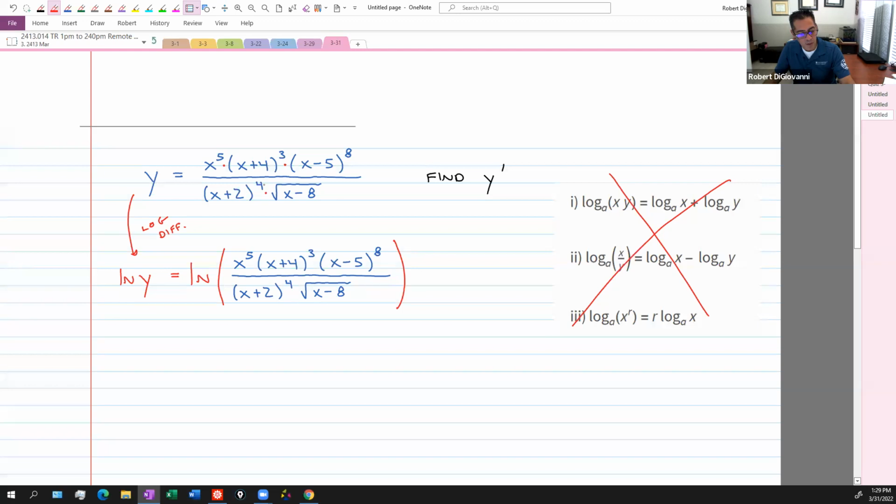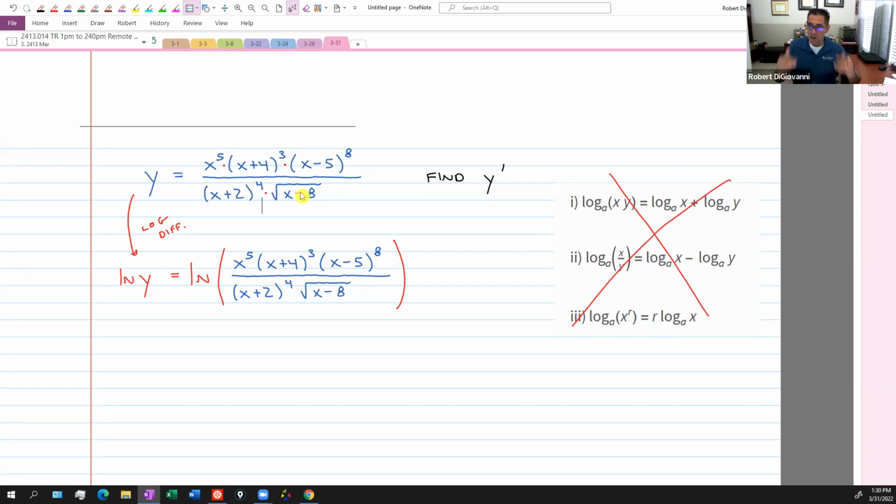And you know that if there was a log involved, products can be split apart as well. And you see a bunch of powers, 5, 3, 8, 4. This square root of x minus 8 is the same as to the half. So you have a bunch of things to powers. And you know if this were logs, you could bring the powers out front, right? So that's the thing that's going to make you say, I'm going to try logarithmic differentiation. All right.